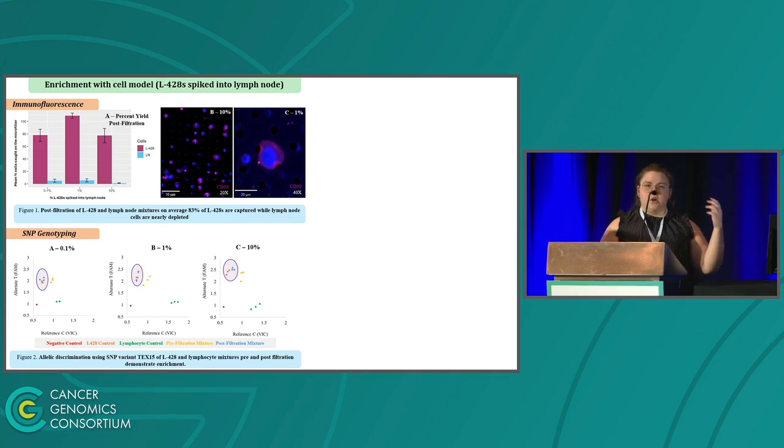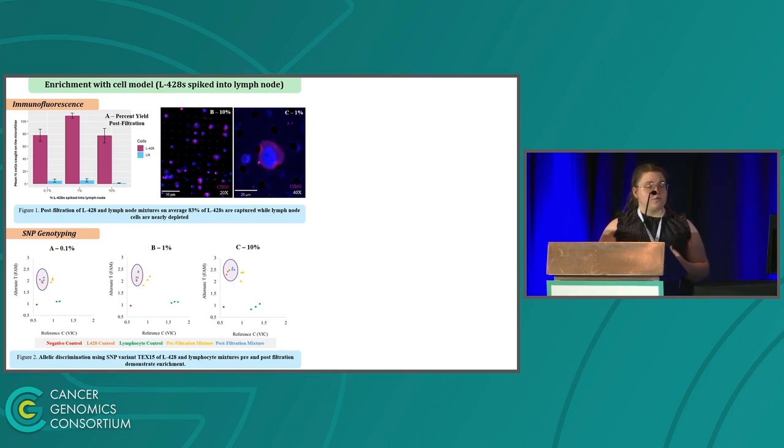We then sought to prove we can enrich for the L428s using SNP genotyping. So we selected a few variants we knew to be present in our L428s. Again, we made our mixtures, processed them onto our filters, and then we extracted DNA directly from those cells that are enriched on the microfilter. That DNA was compared with a mixture of cells that were not filtered, and then we also compared that to L428 DNA alone and lymph node DNA alone.